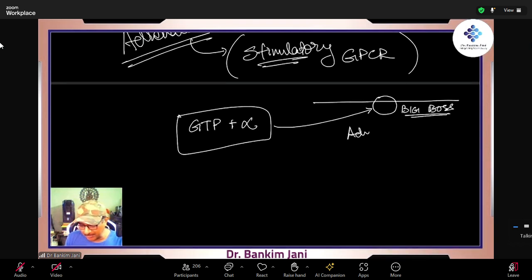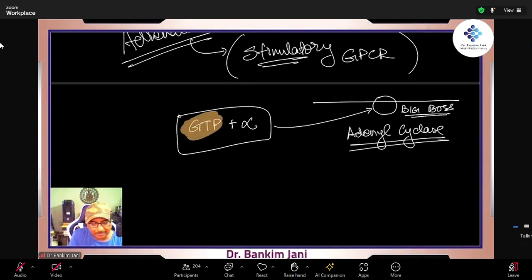His name is Adenyl Cyclase. He says, no problem, you have got GTP. He was not caring for this alpha, phosphate.